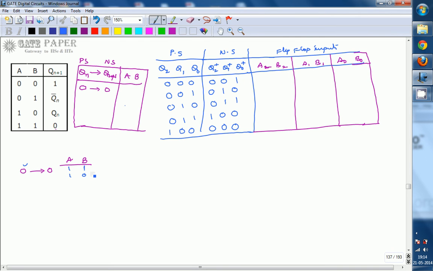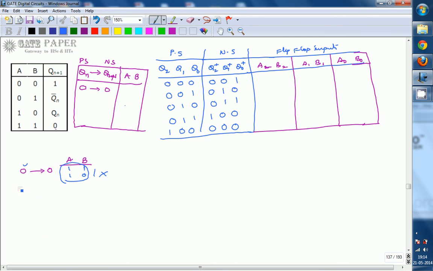If you give 1 0, from this table, 1 0 means the next state is the same as the present state. You know the present state is 0, so you can keep the same present state as the next state. By that time 1 0 is required, so instead of these two combinations you can write it as 1x.